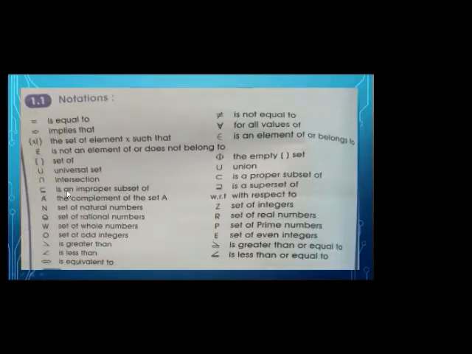Then this symbol is an improper subset. Next, this is read as A complement, and in detail, we say the complement of a set A. This stands for the set of natural numbers. Q stands for the set of rational numbers. We have discussed W, which stands for the set of whole numbers. O stands for the set of odd integers.